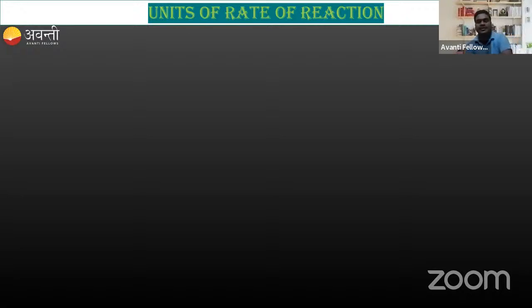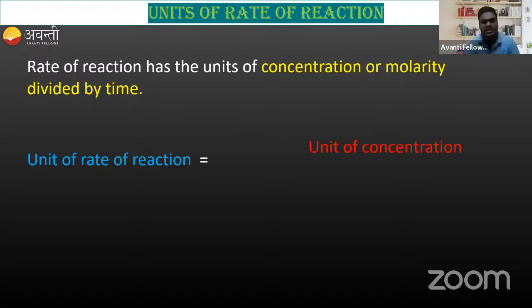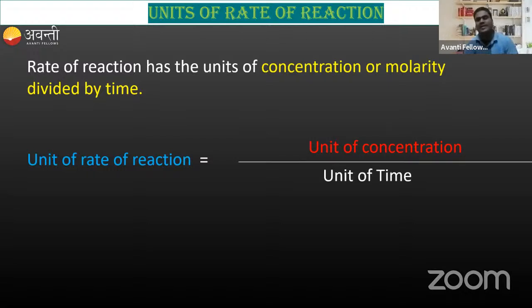Now, this is going to be very important: the unit of rate of reaction. How do we determine the unit of rate of reaction? The rate of reaction has the unit of concentration or molarity divided by time. So the unit of rate of reaction is the unit of concentration divided by unit time.